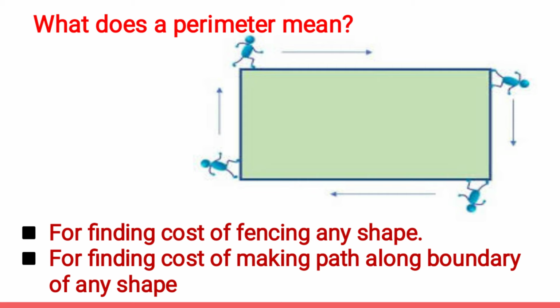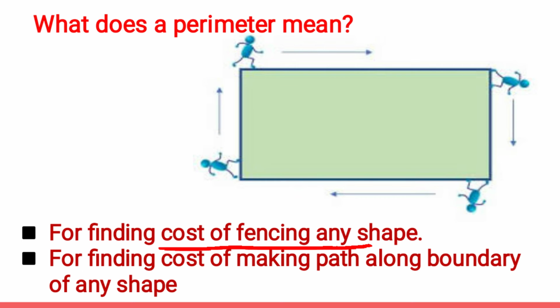If we know the perimeter of any shape, then we can say that a fence equal to the perimeter will be required. So for finding the length of the fence or the cost of the fence, perimeter should be calculated. There are some other applications also, like calculating the cost of making a path along the boundaries, or if we need to paint the boundaries of a park, room, etc.